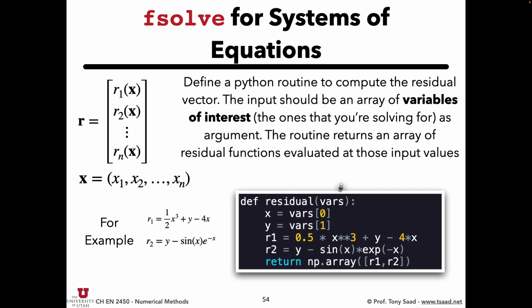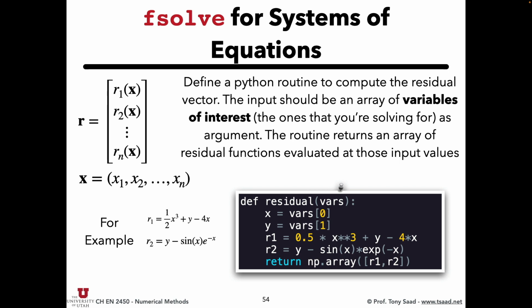So now I have concrete numerical values here. Then I simply compute R1, which is 0.5 x cubed plus y minus 4x. And R2 is y minus sine x e to the minus x. Now I have to return the residual vector to fsolve. So I return a NumPy array ordered as R1 and R2. That's it. That's a residual function. Now you plug this into fsolve.